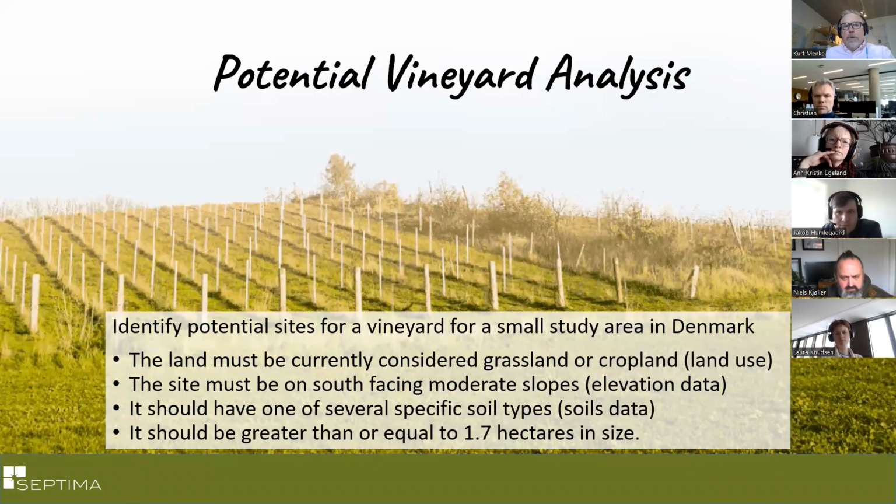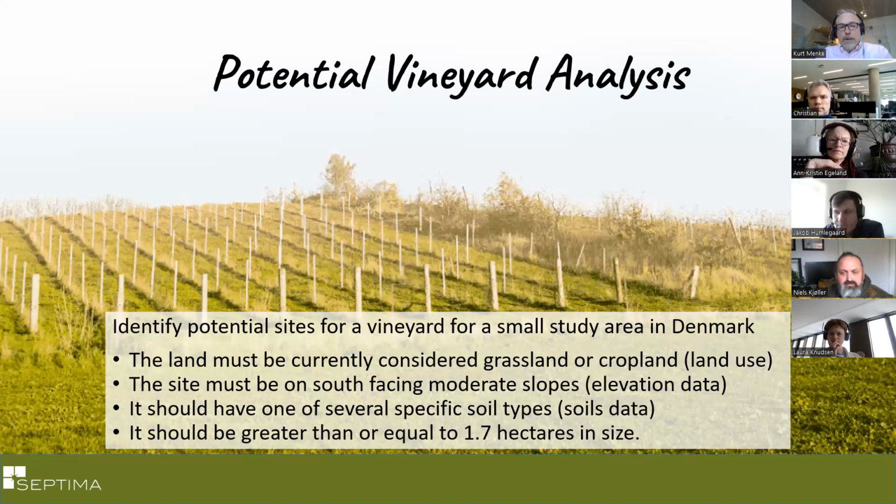So in this class, we're going to be working on a site selection analysis for a potential vineyard in Denmark. And we have these different criteria. One involves land use, that the land has to be considered grassland or cropland. One has to do with products we derive from elevation data. This is slope and aspect. Slope is how steep a slope is. Aspect is which direction of the compass the slope is facing. And we can derive both of those from elevation data.